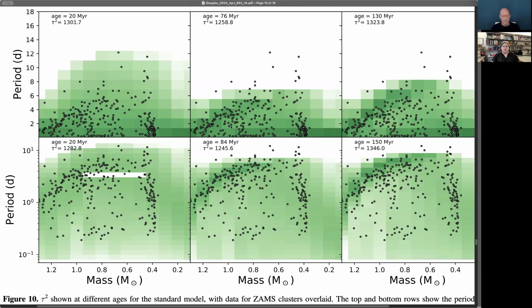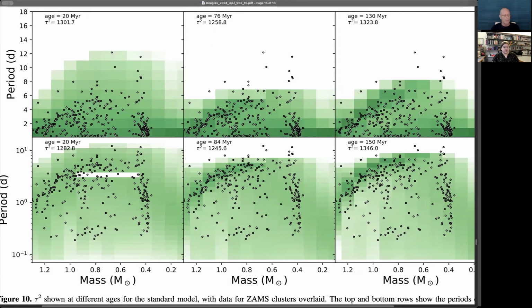So we did this for each of the 3 models. So we have the classical, the standard, and the zero torque in both a linear and a logarithmic period binning, because those capture different features of the period distribution. So we've got 6 total fits.